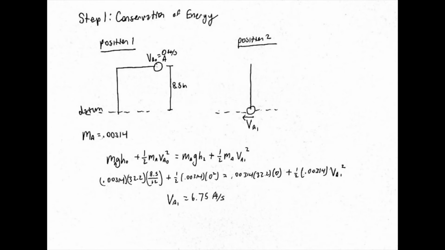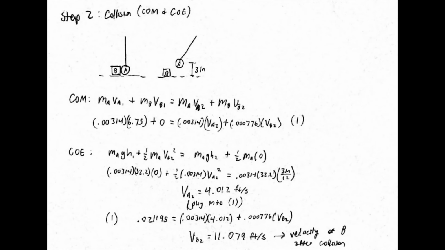The second step was to analyze the collision between the ball A and block B. Conservation of momentum was used for this. However, the velocity of ball A and block B after the collision are both unknown. The velocity of ball A after the collision can be found using conservation of energy based on the average height that the ball swings up after the collision.